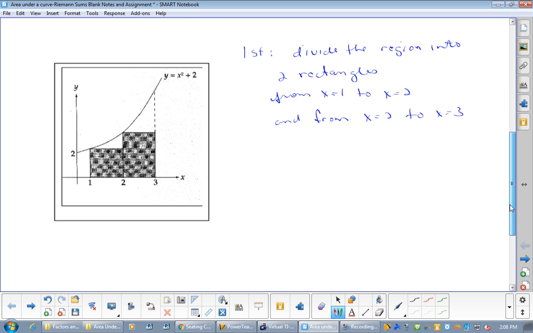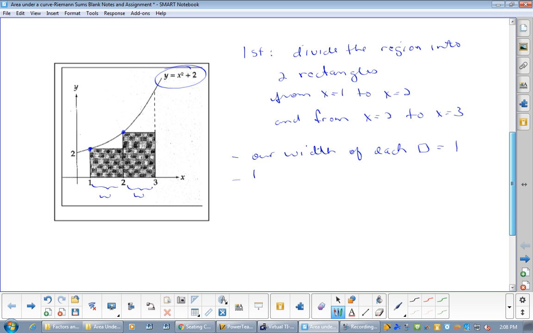Now you can see by looking at this, right here and right here, this is the width of each rectangle. And the width of each rectangle equals 1. Now how do you find the height of the rectangle? How would you find the height here or the height here? Well, we have an equation that we can plug into.